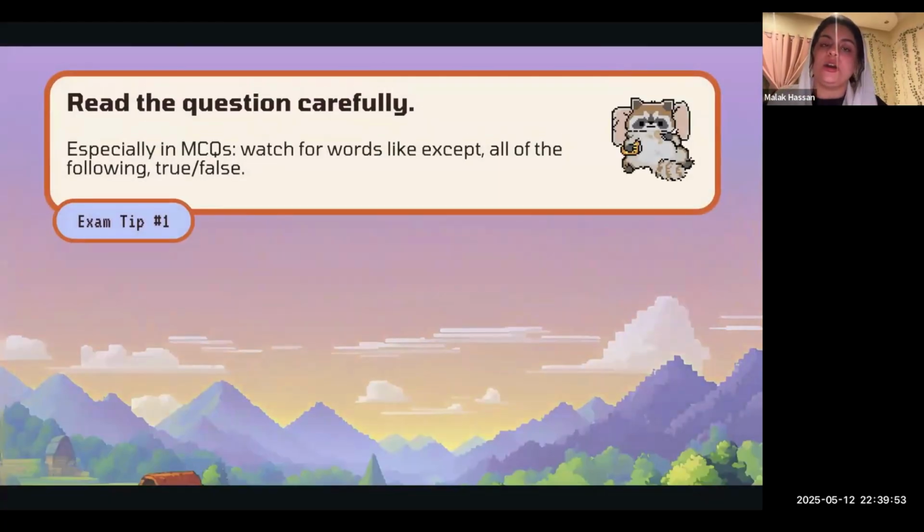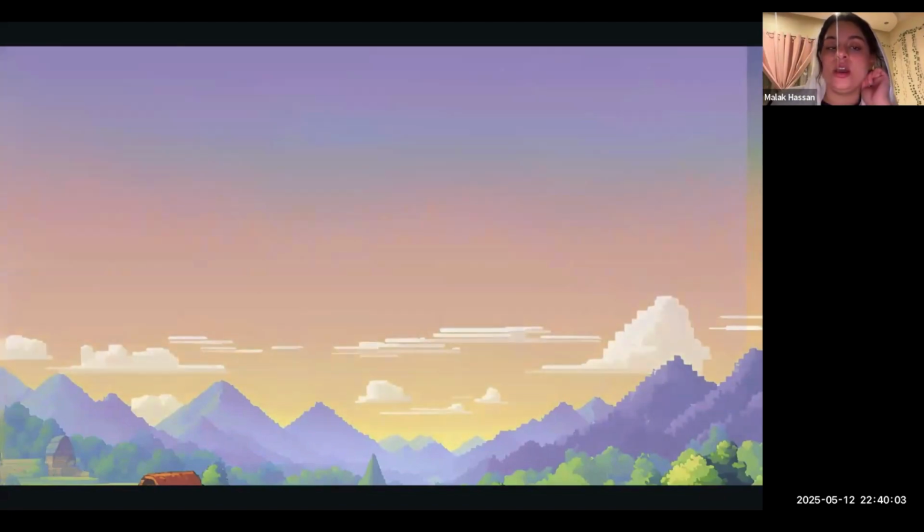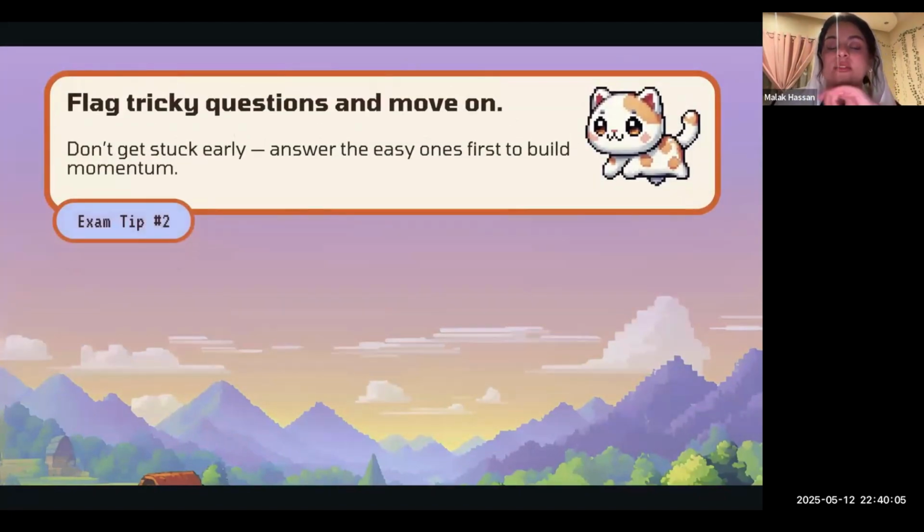I have some tips for you. Please read the question carefully, especially in MCQs. Watch for words like except, all of the following, true or false. Make sure you're reading the questions really carefully. Flag the tricky questions and just move on. Don't get stuck in the beginning. Just answer the easy ones first.